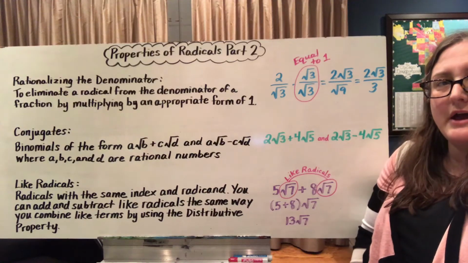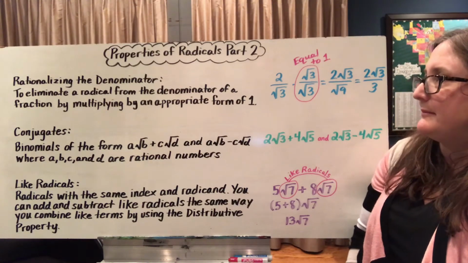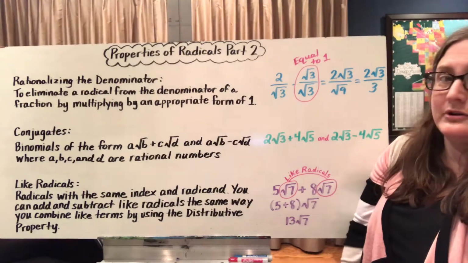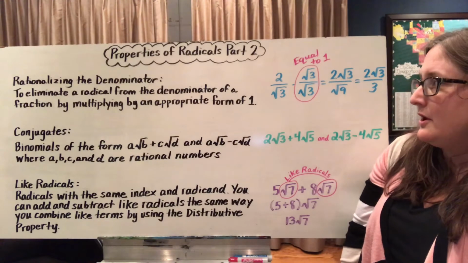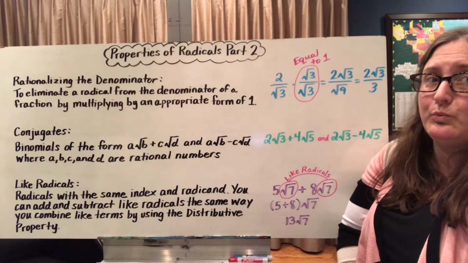This is Properties of Radicals Part 2. Today we're going to talk about rationalizing the denominator. To eliminate a radical from a denominator, when we're trying to simplify our radical, we can multiply by a fraction that is equal to 1.